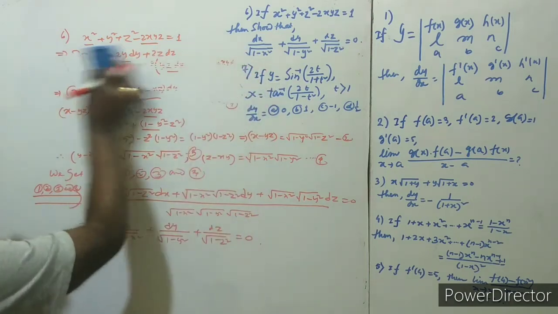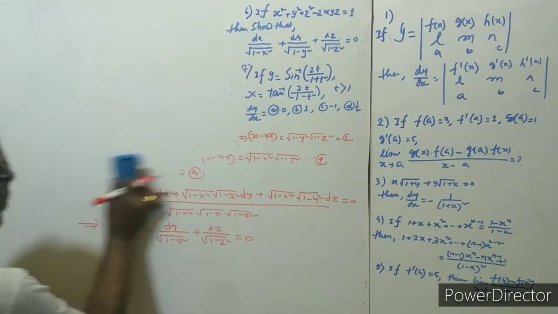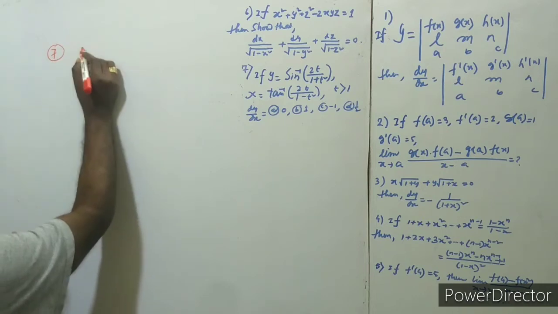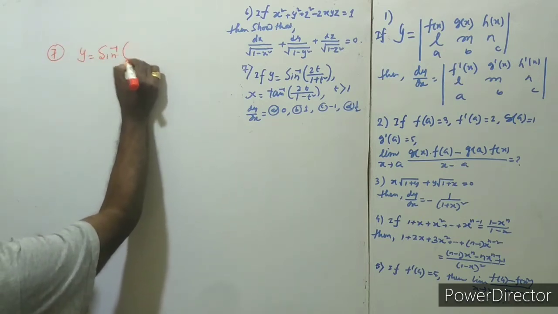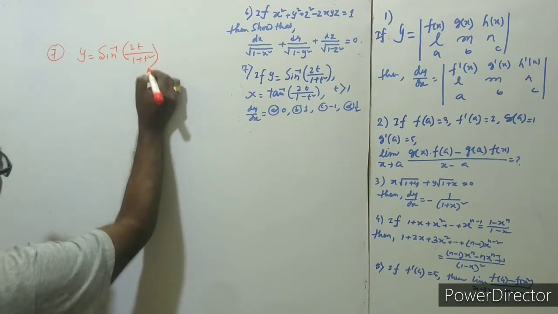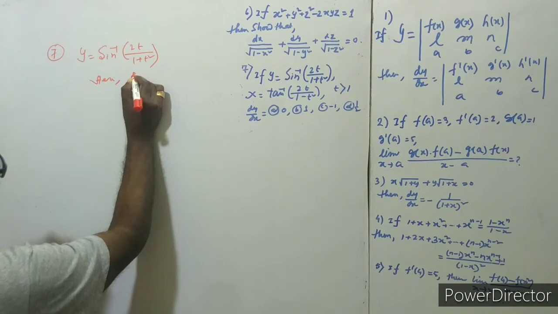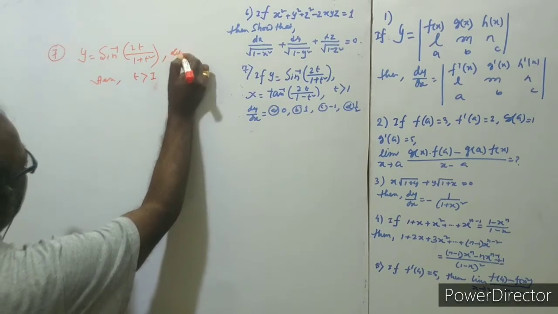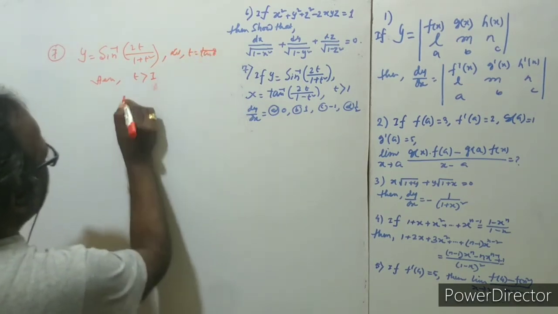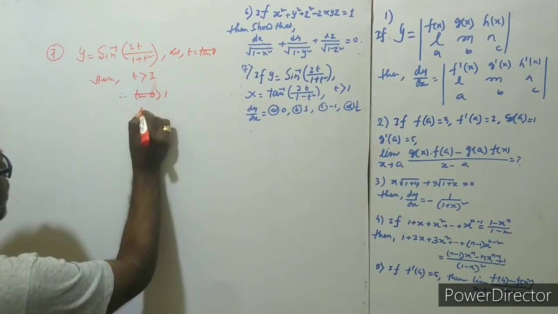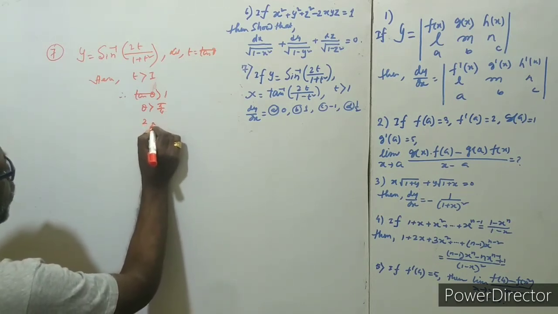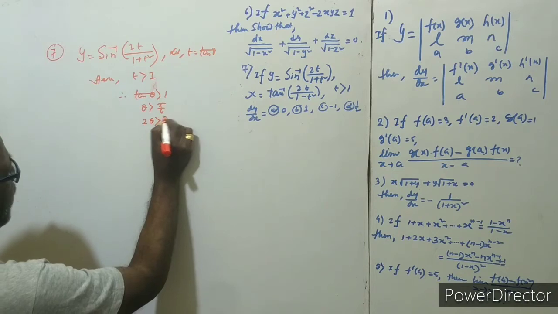Now, follow the question number 7 here. This is here: y is equal to sine inverse of 2t by 1 plus t square. And here, t is more than 1. Let t be tan theta. Therefore, tan theta is more than 1. Therefore, theta is more than pi by 4. So if you multiply by 2, that is 2 theta is greater than pi by 2.